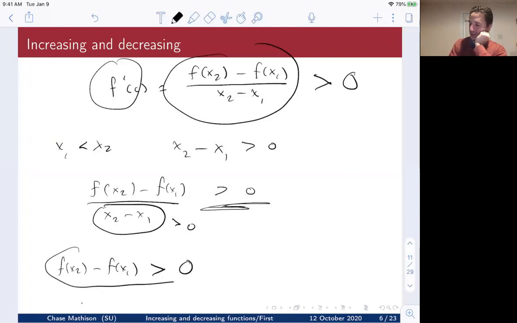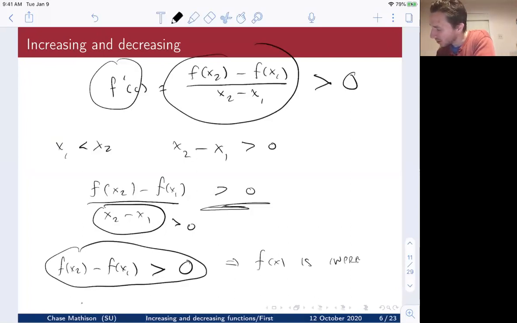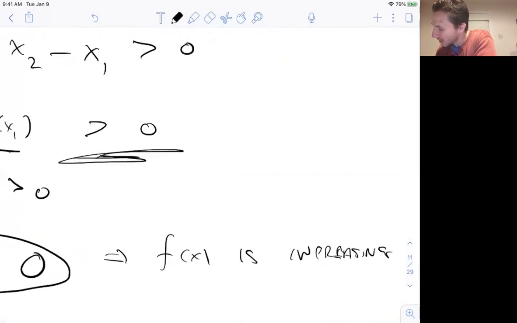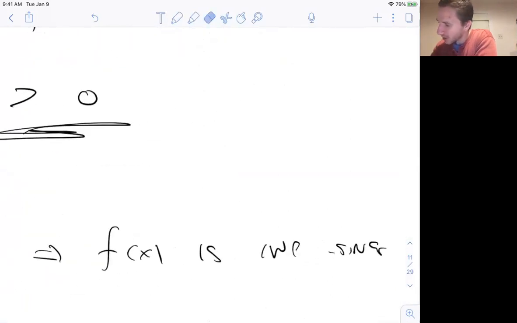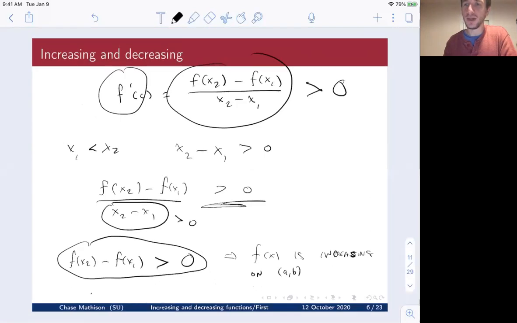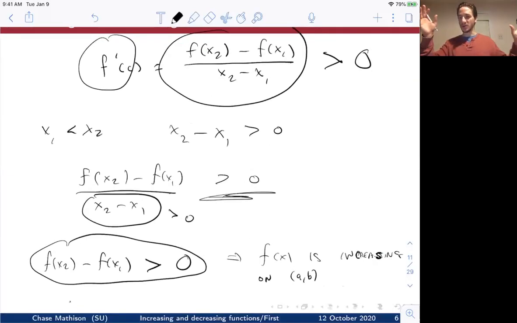So this is exactly what we wanted to show. This tells us that f of x is increasing on the open interval a to b, because I picked x1 and x2 to be any old numbers in the interval, so it has to hold on the whole interval. Okay. Questions on that?